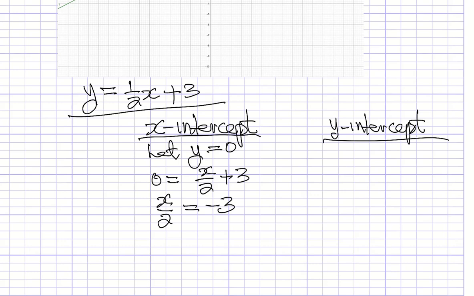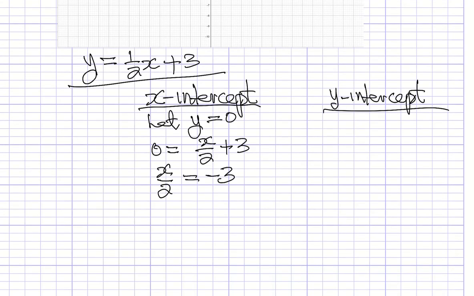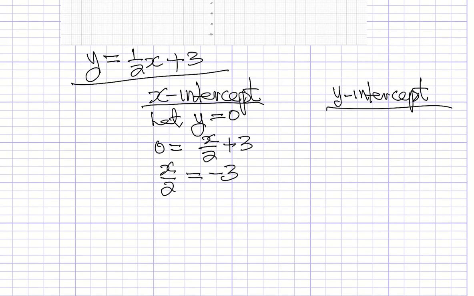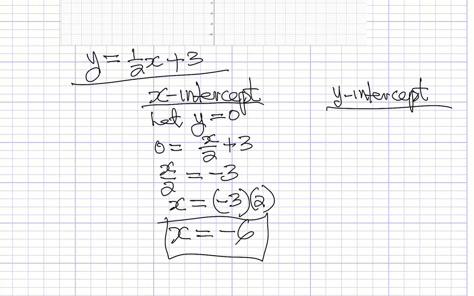I hope you can see that. And then you can multiply both sides by 2. We're trying to isolate x by itself to find the x-intercept. Multiply both sides by 2. You get x equals minus 3 times 2, yeah? So x equals what? Minus 6. So this is the x-intercept. This is where it crosses the x-axis.